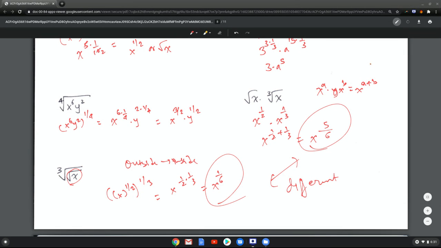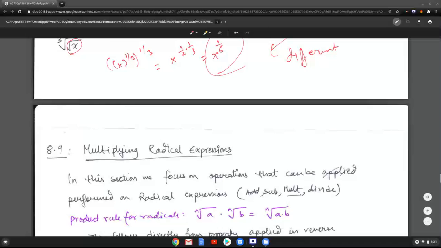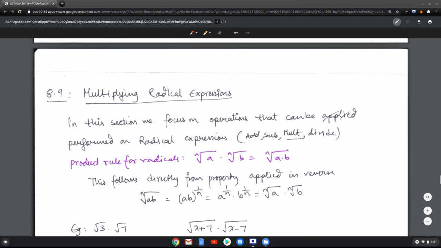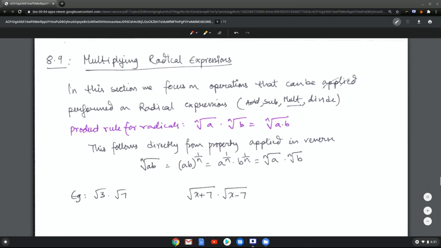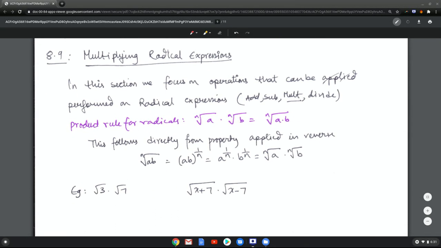Okay, now let's look at how to do certain operations on radical expressions. The four basic operations obviously are addition, subtraction, multiplication, and division. First, we are going to focus on multiplication.